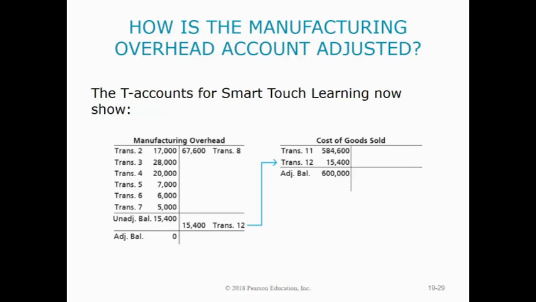We need to reduce it to 0, so all we would do is credit it for the same amount, reducing it to 0, increasing our cost of goods sold. So that $584,600 that we recorded as cost of goods sold in the journal entry was actually too light. We had to add another $15,400 of it, bringing its balance up to $600,000.